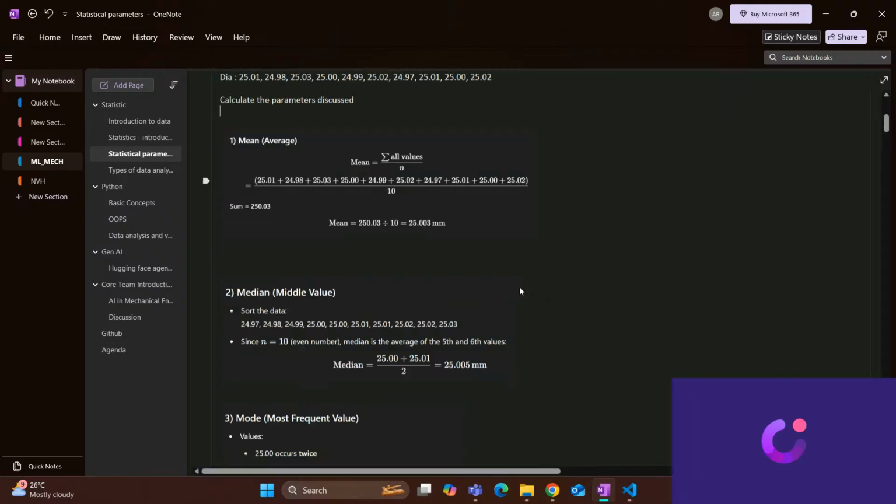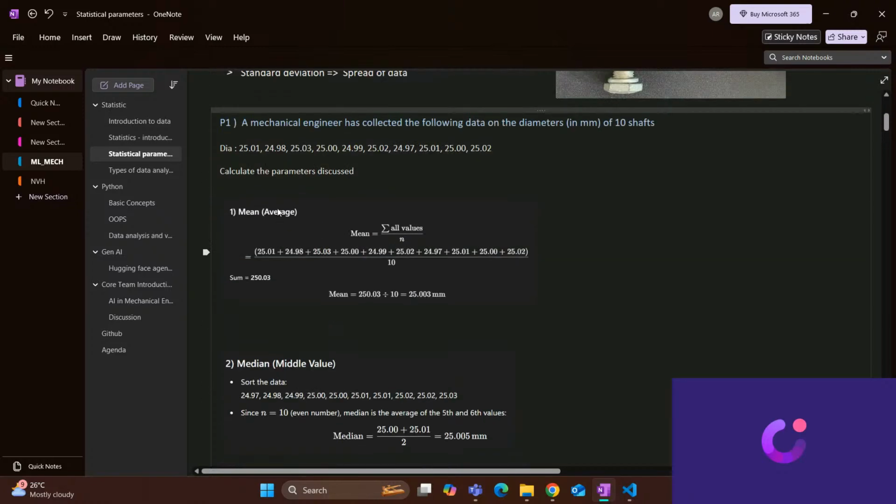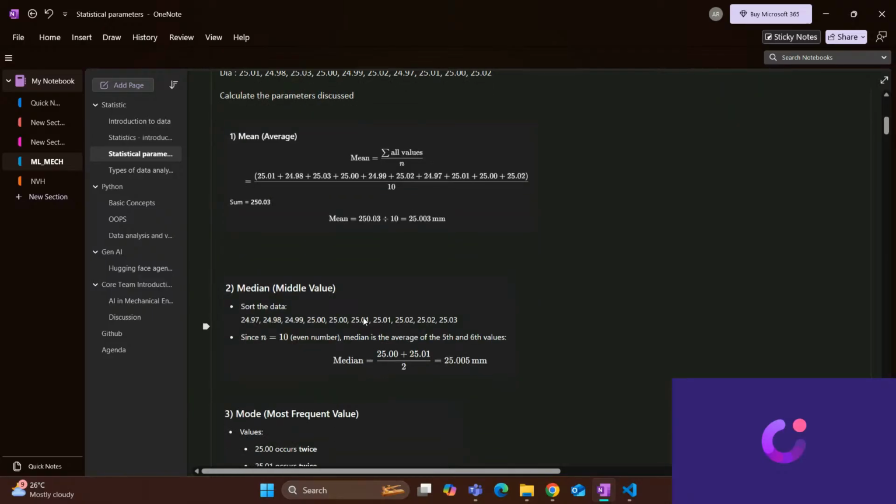The next measure was median. What exactly was median? Median is finding the middle value in a particular data set. For that, first you sort the data set into ascending order, from smallest to largest, and then find the middle value and take the average of the two middle values in the case of an even number. If it's an odd number, you can directly take the middle placement value.